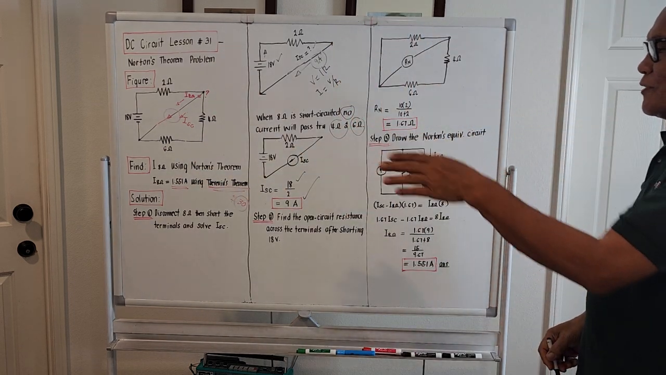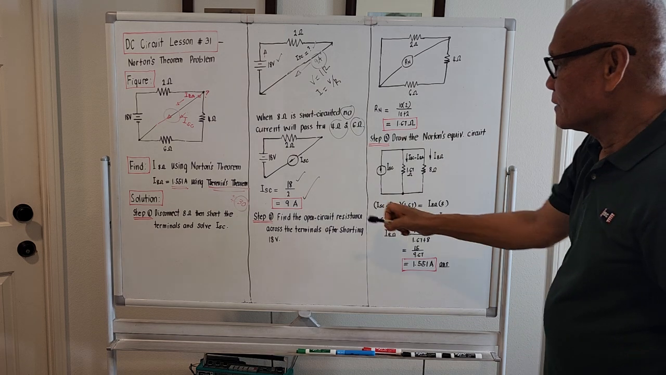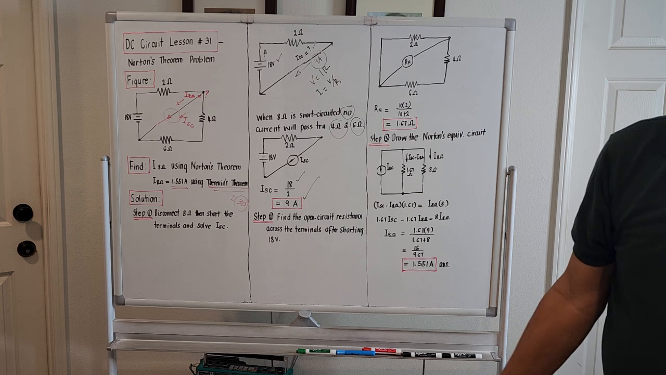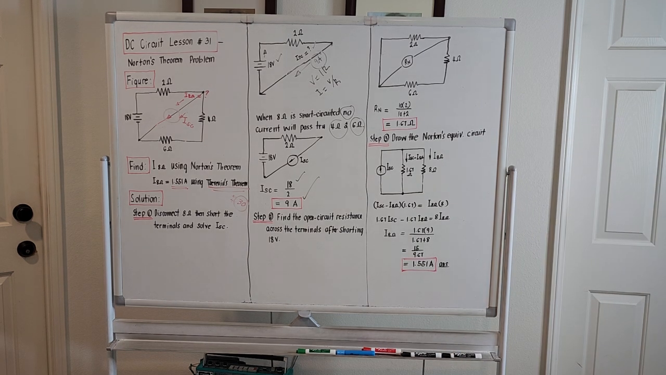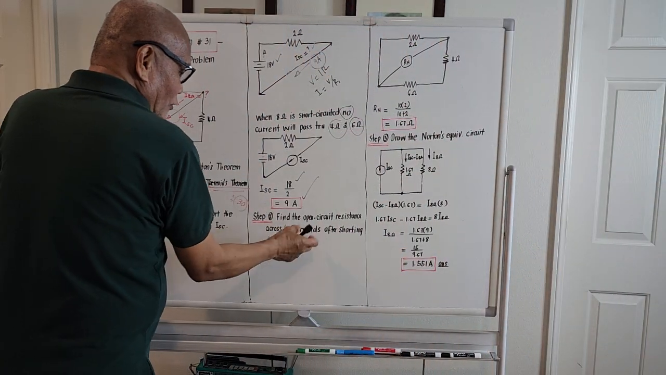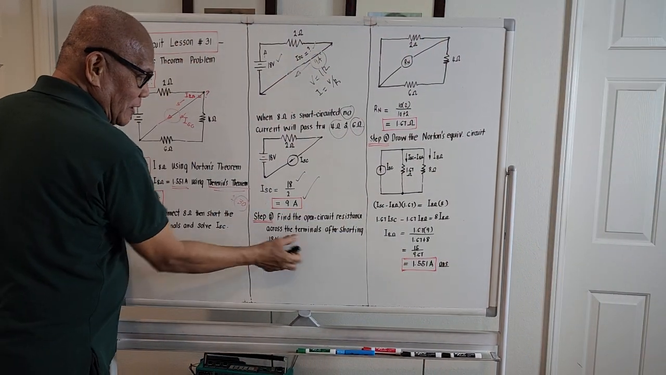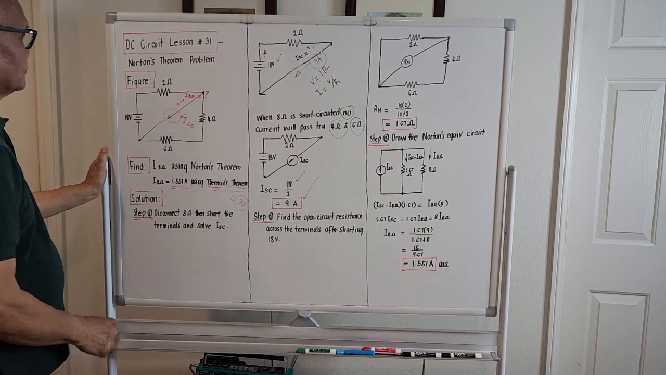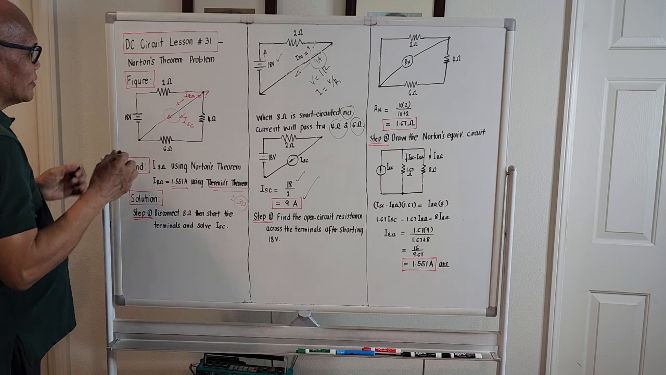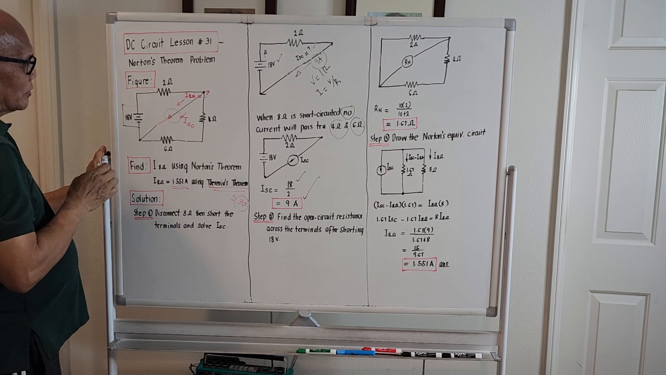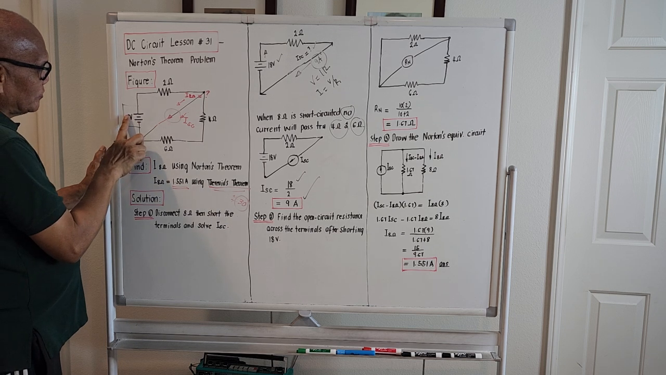Okay? So step number 1, we have computed already the short circuit current. That's 9 amperes. Again, I will check my camera. It's 9 amperes. Step number 2, find the open circuit resistance across the terminals after shorting the 18 volt source. So step number 2 will be something like this. We'll try to short out the voltage source. We short it out. So it seems this is gone.